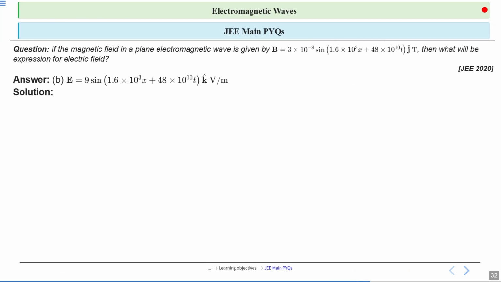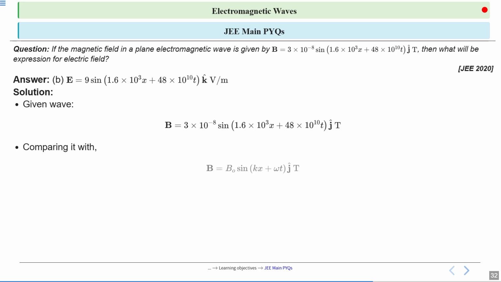So option B, E equal to 9 sine (1.6 into 10 to the power 3 x plus 48 into 10 to the power 10 t) k cap volt per meter is correct. So what is given wave? B equal to 3 into 10 to the power minus 8 sine (1.6 into 10 to the power 3 x plus 48 into 10 to the power 10 t) j cap Tesla. Comparing it with standard form, B equal to B naught sine (kx plus omega t), this gives amplitude of magnetic field B naught equal to 3 into 10 to the power minus 8 Tesla.